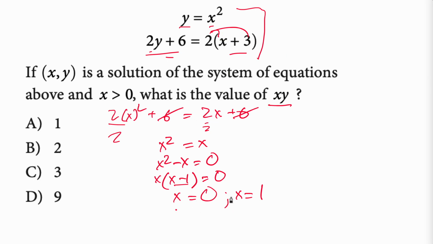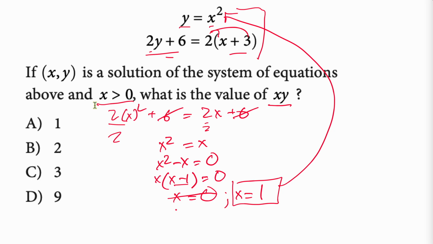But in the problem, we're given that x is greater than 0, right? So if x is greater than 0, then x equals 0 will not work. So we have to eliminate that, and x equals 1, right? So now we have x equals 1. Then we plug that back into here. So y equals, instead of x, we have 1 squared. So y equals 1, right?